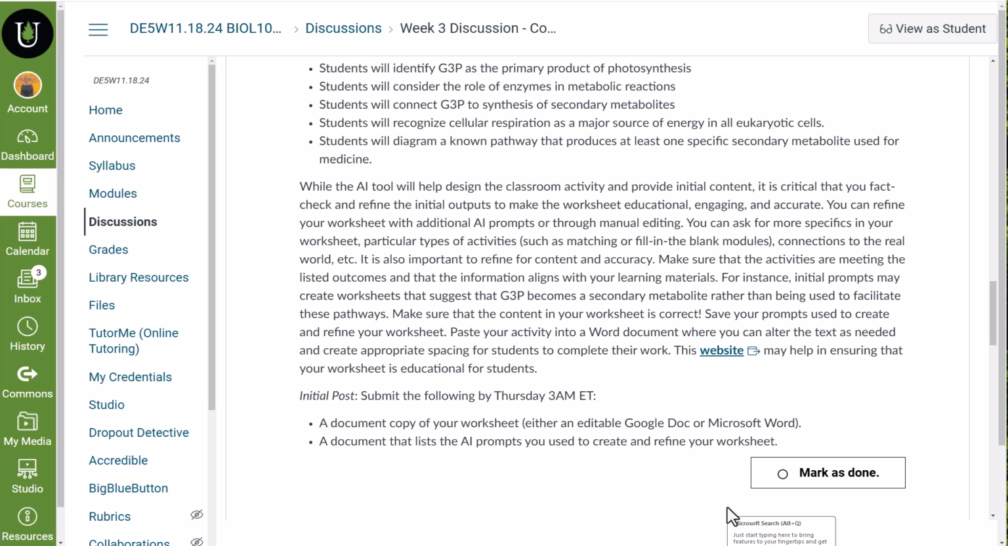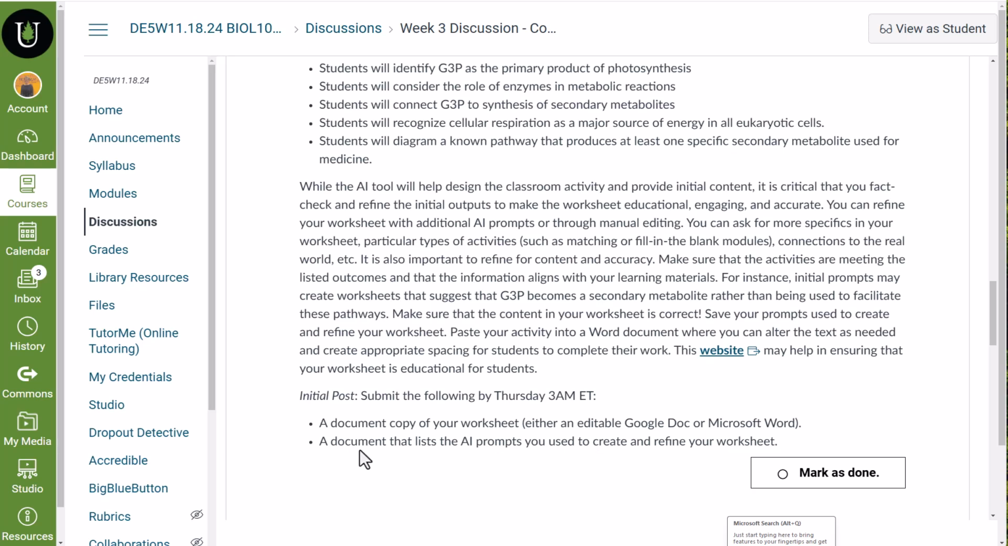In your initial discussion post, you'll have 2 documents that you upload. One will be your worksheet. If you put it in as a shareable Google Doc, please make sure that you double check that it is shareable and that other students will be able to open. A lot of times when I get into Google Docs, then I find that I don't have the access and the permissions to open it. So make sure that you double check that. Another way that you can do it is to put it in as Microsoft Word. So either one of those will work.